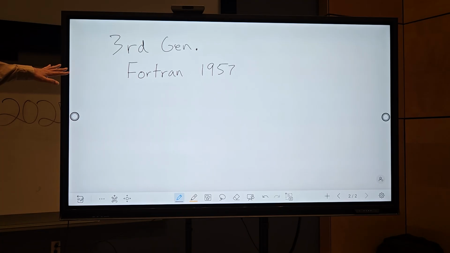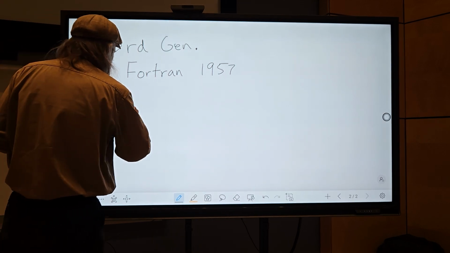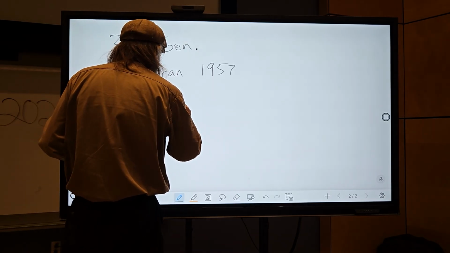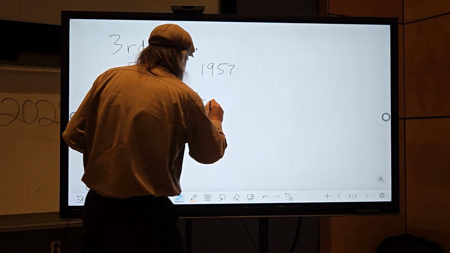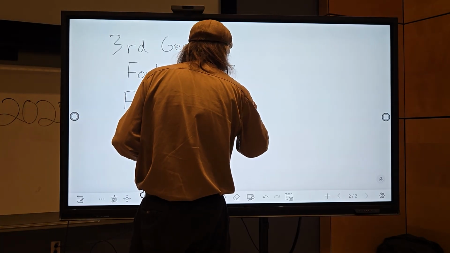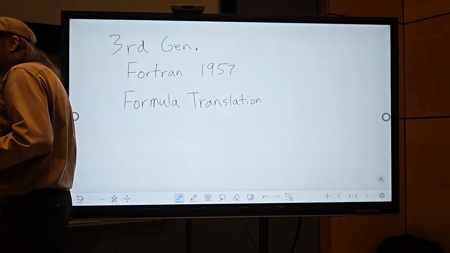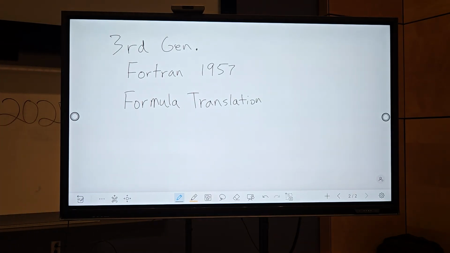Fortran is still used to this day. They use it here on campus. The meteorology folks use Fortran to program weather simulations. Fortran stands for Formula Translation. It is very good for doing scientific computing, serious number crunching, that sort of thing.